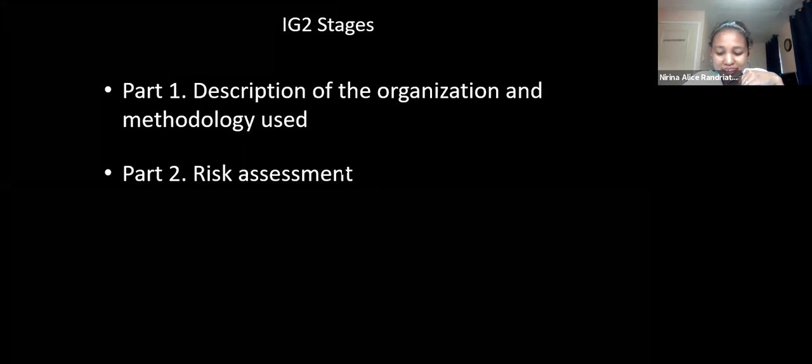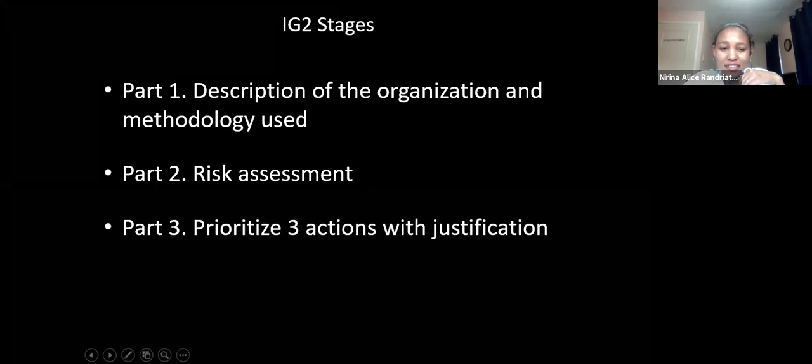Under part three, you have to select three actions from your risk assessment table. So you go back to your risk assessment table. Under the column additional controls, you need to select three actions, and then you need to justify. Why did you select those actions? Why do you think they are urgent? Why do you think they are high priority? In this part three, this is where you apply the knowledge you gained from element one.